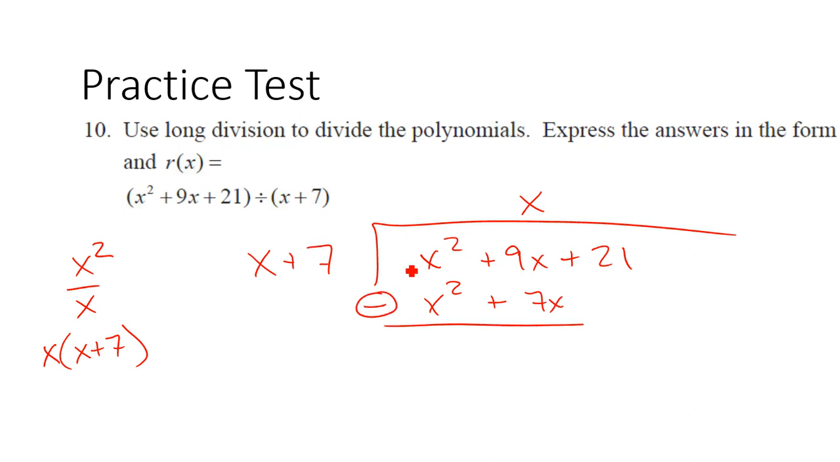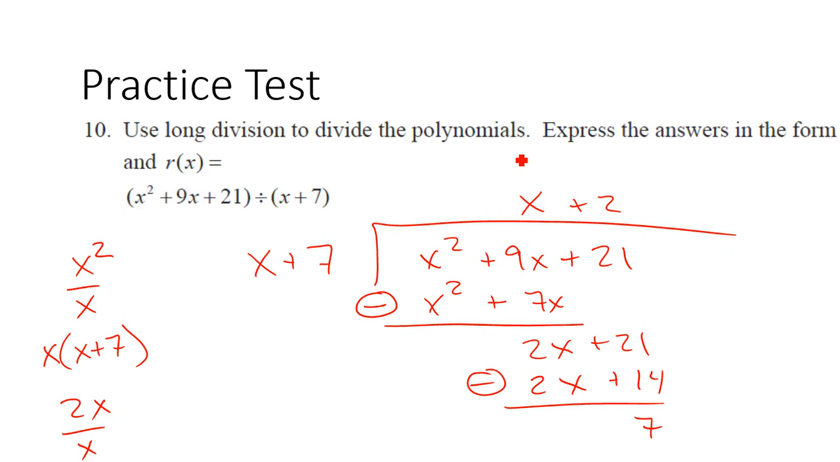Track straight down, we're going to get 2x. Bring down the 21 and start over. 2x over x is 2. Distribute that to x plus 7. It's 2x plus 14. Back straight down, and we end up with 7. We'll say plus 7 over x plus 7.